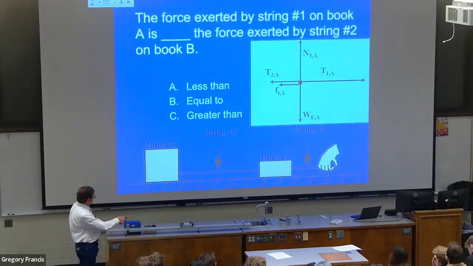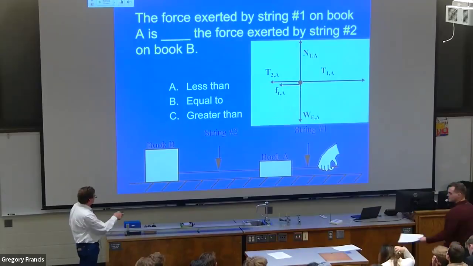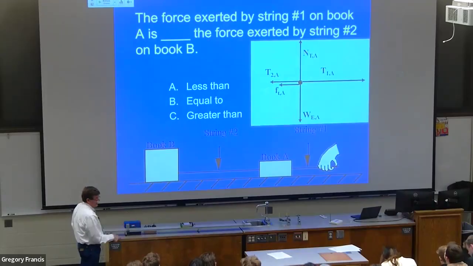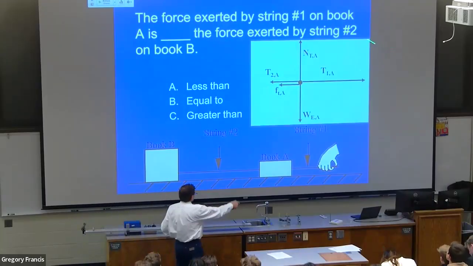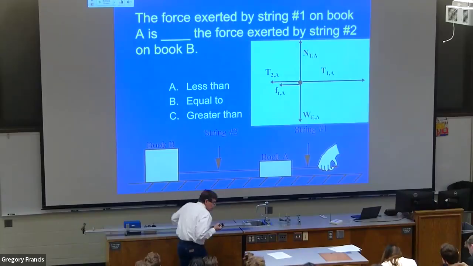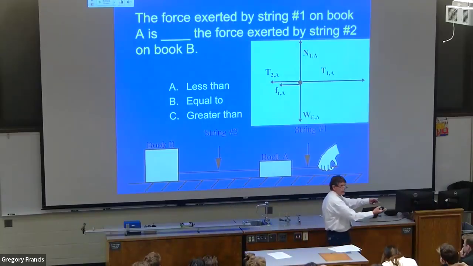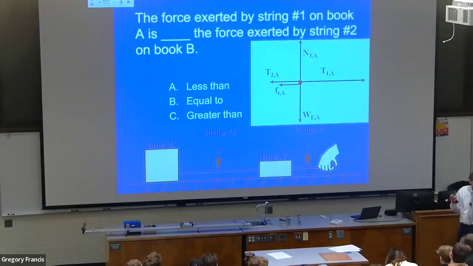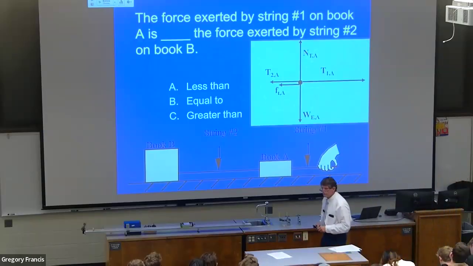If I draw a free body diagram for book A, I've got weight down, the normal up. I have string 2 pulling back on A. I have the friction of the table pulling back on A. And I have string 1 pulling to the right on A. And I know that this book is speeding up to the right. So this diagram has to scream to the right in the direction of the acceleration. That means this tension in string 1 has to be bigger than both of these added together. So the tension in string 1 has to be bigger than the tension in string 2.